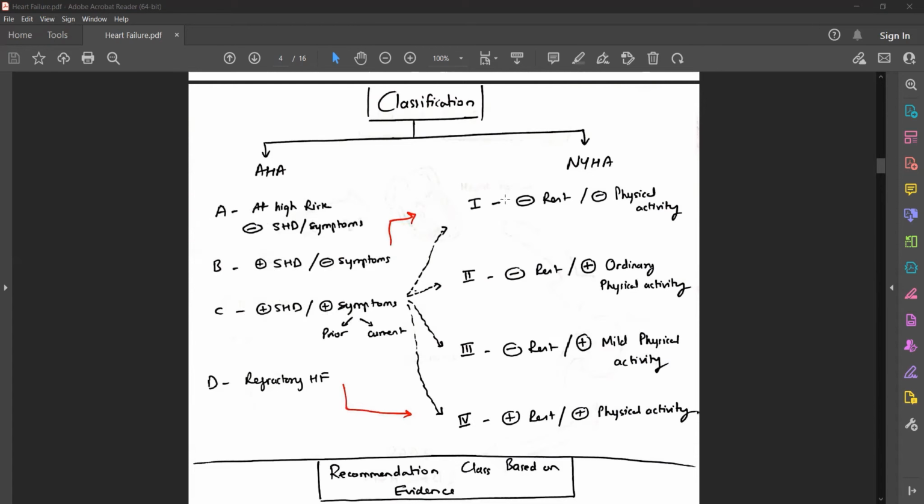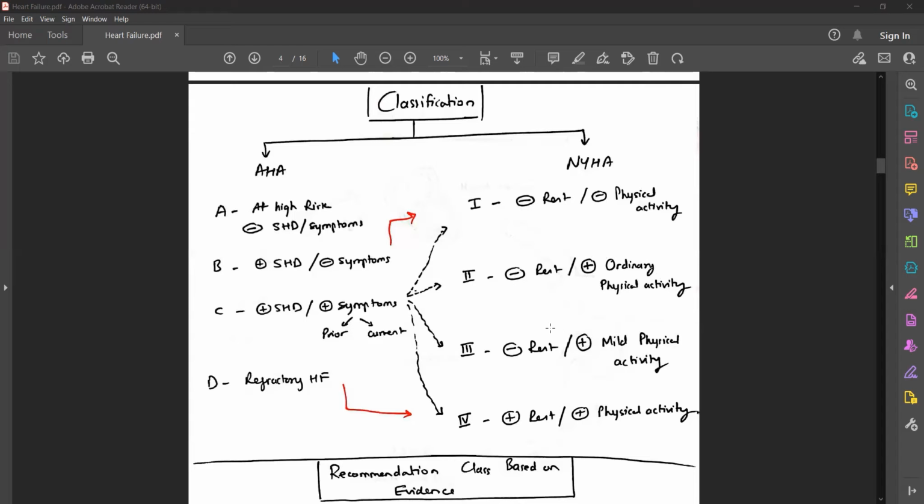Now, the New York Heart Association classification is class 1, class 2, class 3, class 4. Class 1 is when the patient does not have symptoms at rest and does not have symptoms at physical activity. Class 2 is when the patient does not have symptoms at rest but has symptoms on ordinary physical activity, like, for example, climbing 1 or 2 flights of stairs in their house, or doing laundry. With all these things of ordinary day-to-day physical activity, household work, they become short of breath. So that's class 2.